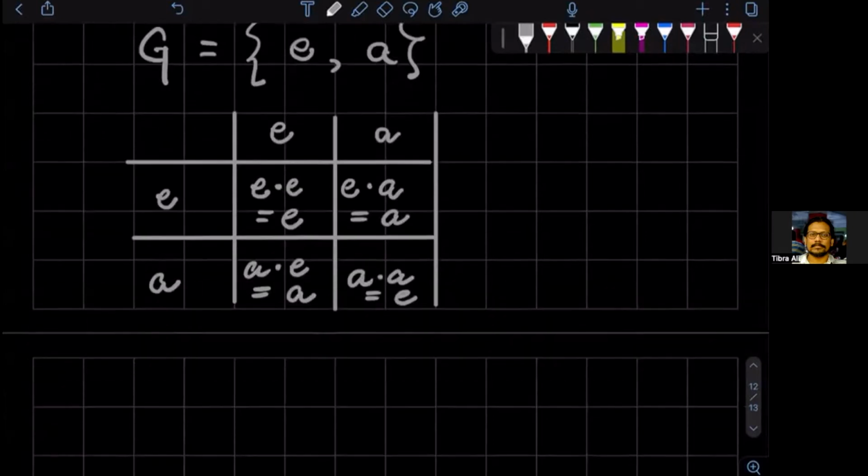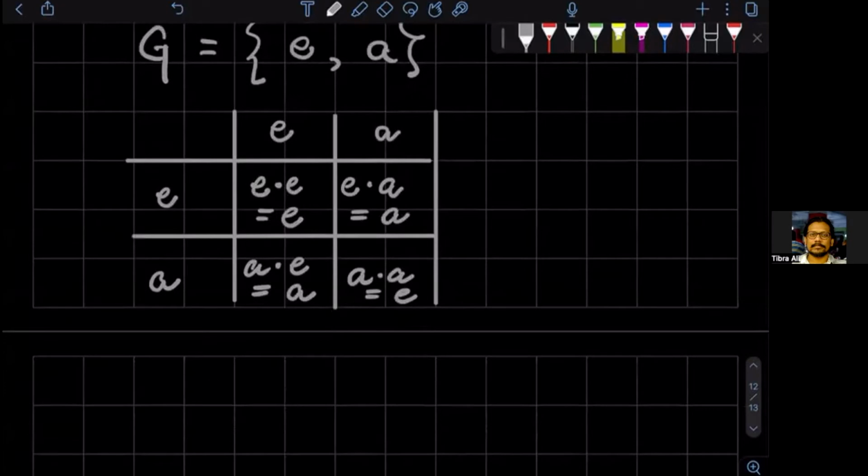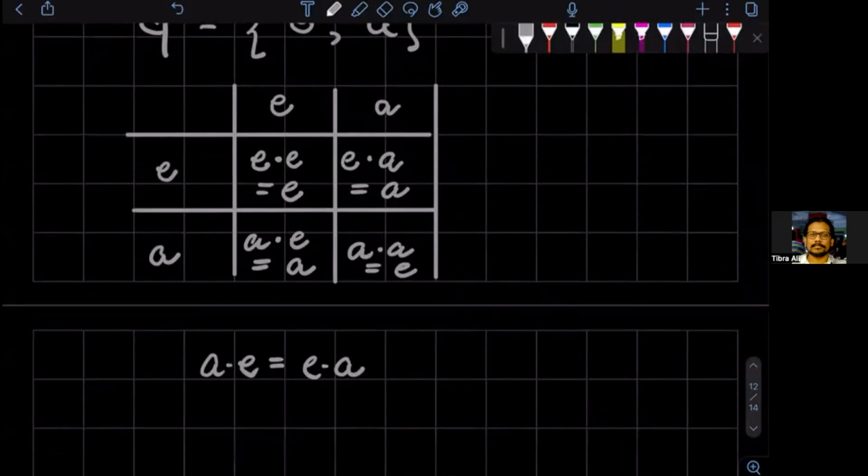Okay, so now notice that A times E is E times A. And so that means that this is, of course, trivially abelian, right? It's an abelian group.